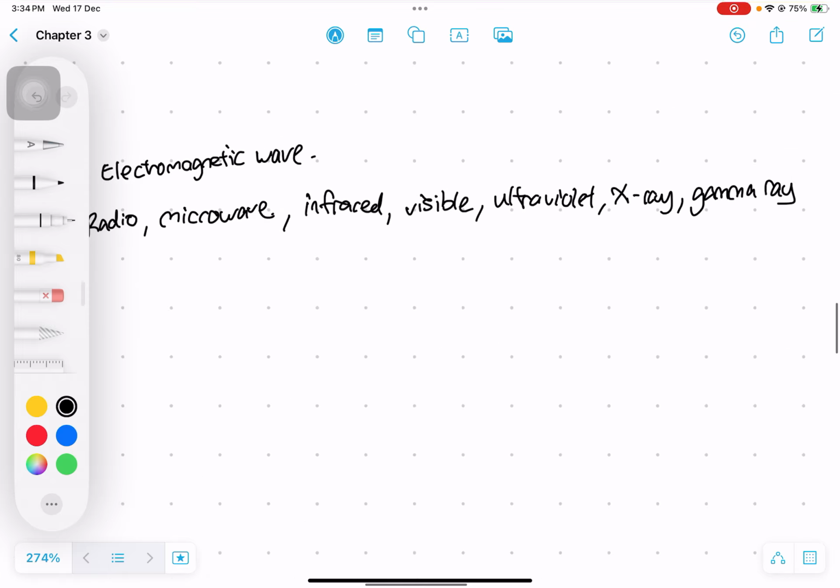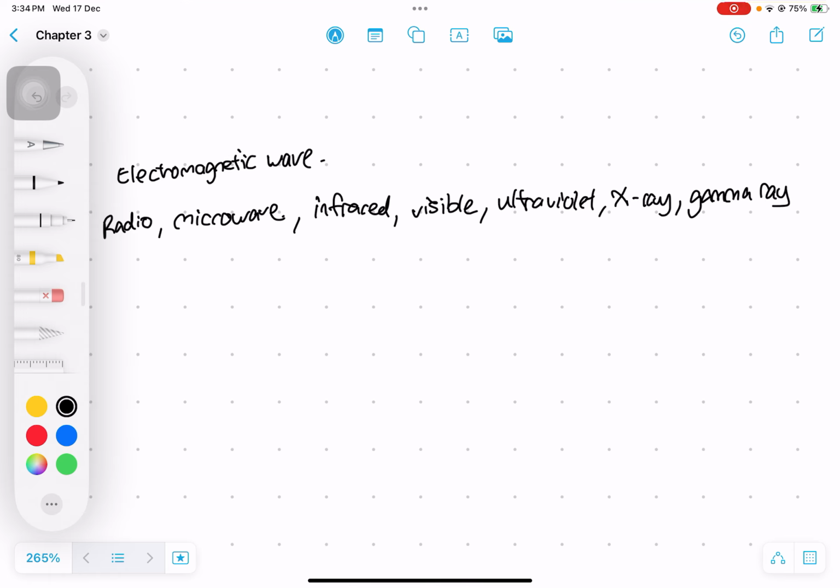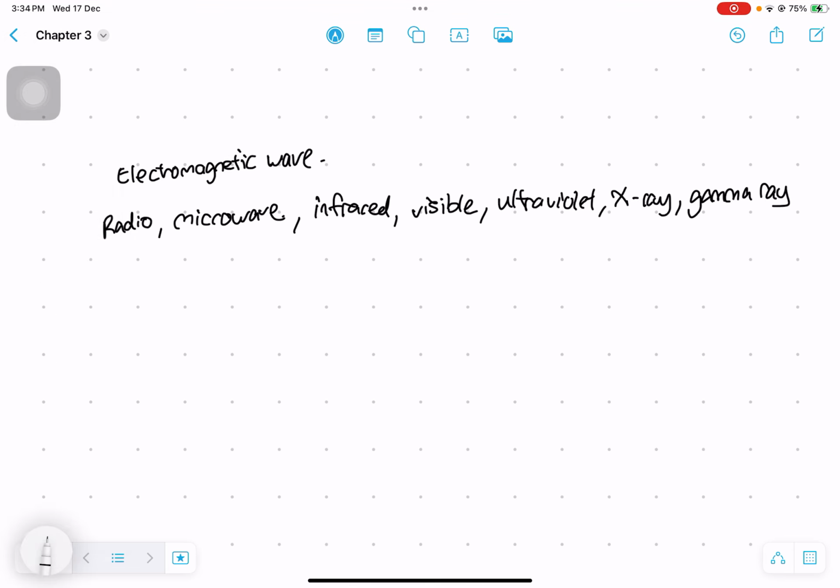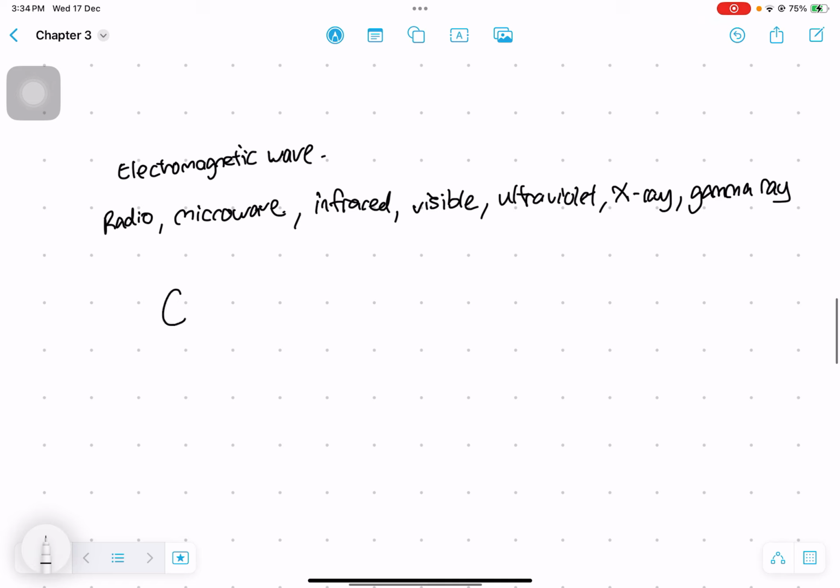So what's the difference between the radio wave, the microwave, infrared, visible, until gamma? We know that the speed of light c is a constant, 3 × 10^8 meters per second. And c is actually f lambda.